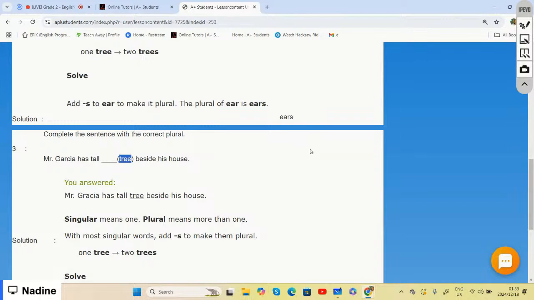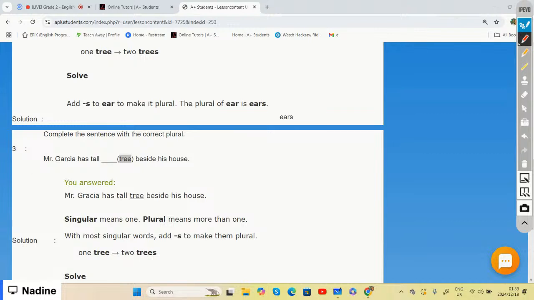All right. And if we were to identify the word that shows that there's more than one tree, then we can say Mr. Garcia has tall trees. We added an S in his house or beside his house. Well done.